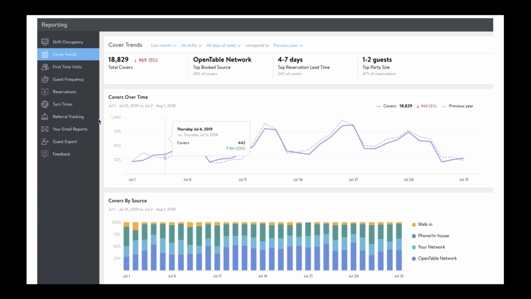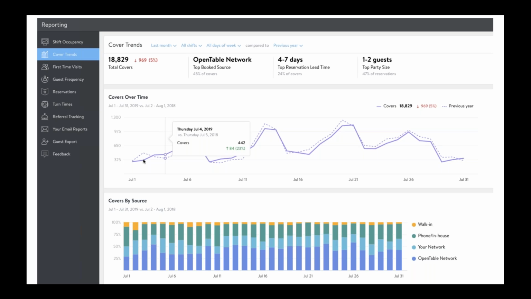So the second data here, this is a great tool to use. I like using this to look at the covers over time. This shows you a whole graph for the entire month, and it has the historical data, which is the dotted line. And then the solid line is what you're actually doing this year. So it's comparing covers over time from this year's July versus last year's July. Okay, so it's telling you, hey, how are we doing versus last year? So we're actually down again, 969 covers.